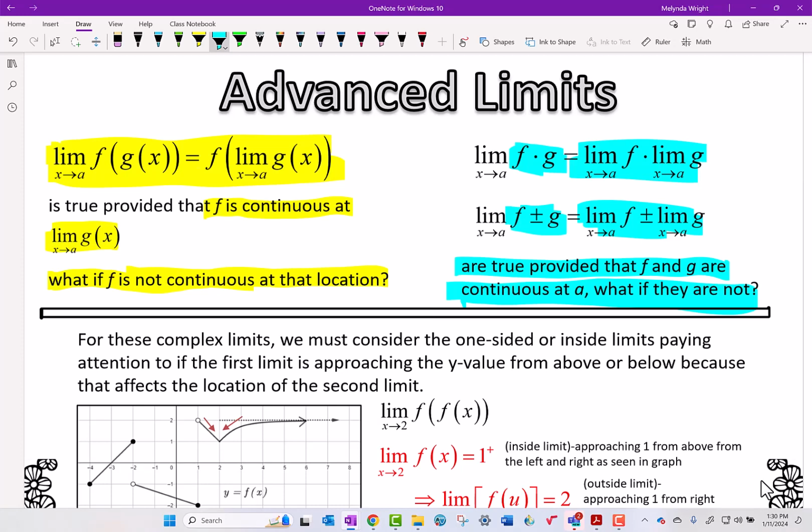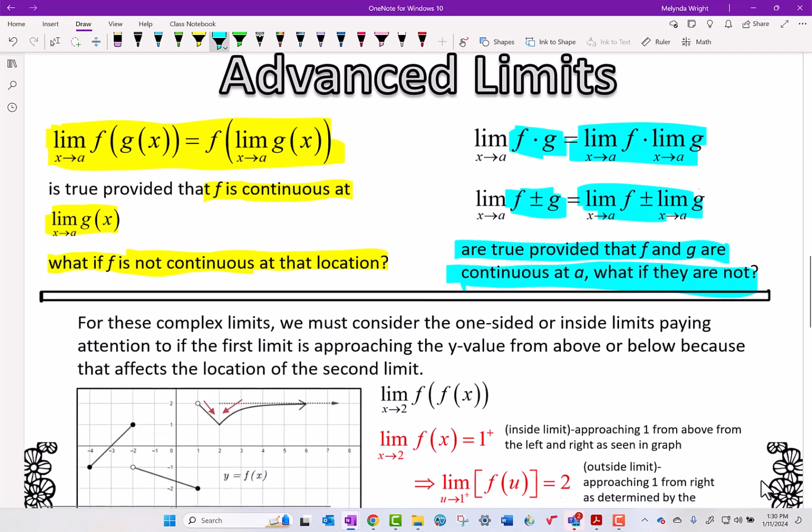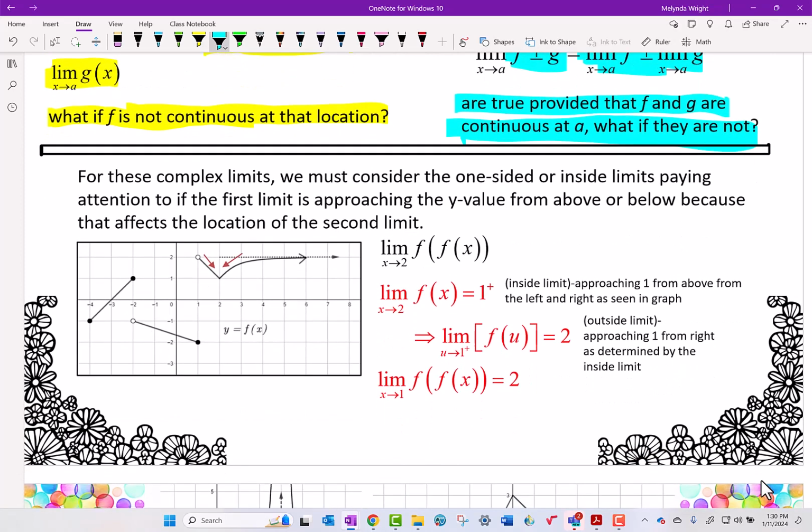So for these kinds of complex limits, we have to look at one-sided limits. More specifically, we have to look at the inside limit, and we have to pay attention to whether the y value is being approached from above or below. That is significant. Normally, we don't care. Normally, we don't even look at that. But this really matters in these kinds of limits, because it affects the location of the second limit. And as we do examples, I think you will understand what I'm saying.